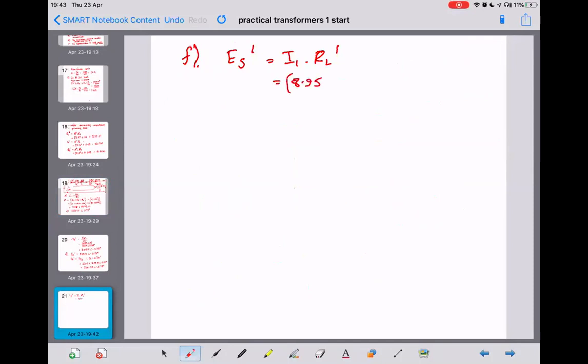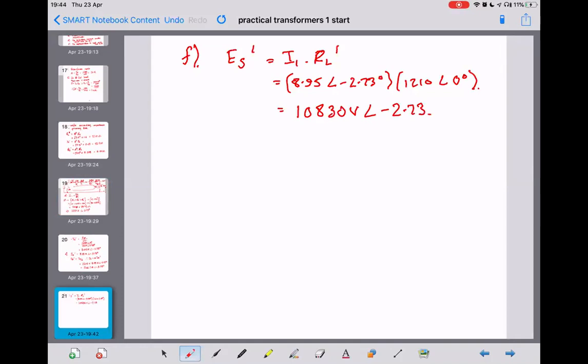So that's 8.95 angle minus 2.73 degrees times RL, which is 1210 angle 0 degrees. And I make that 108 30 volts angle minus 2.73.